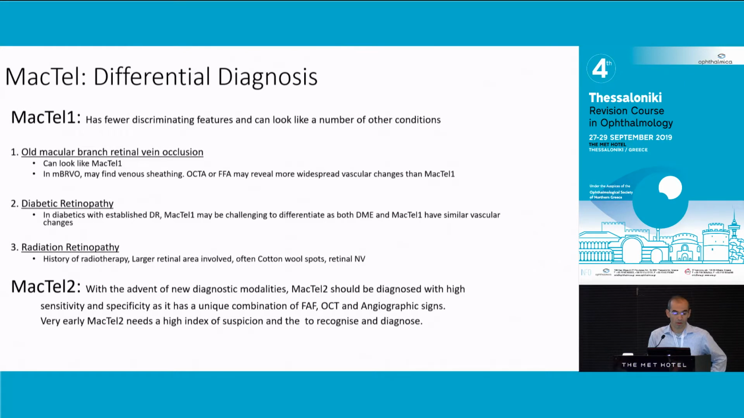treat it. Radiation retinopathy can look like MacTel 1, but there should be a history of radiotherapy, and on angiography, the involved area should be much wider. Also, you often see cotton wool spots, and retinal neovascularization with radiation retinopathy, something that you shouldn't see with MacTel 1.